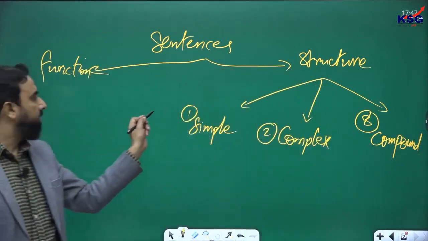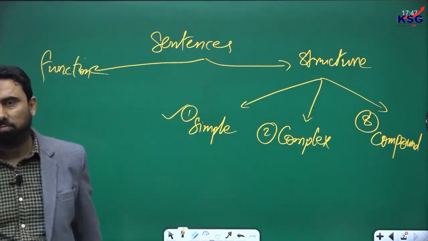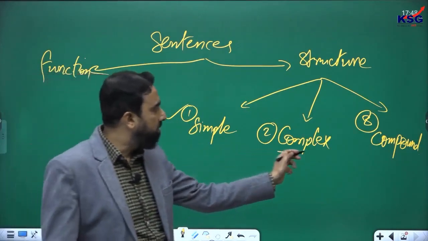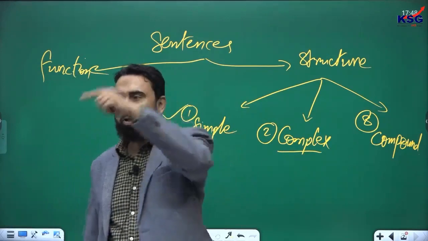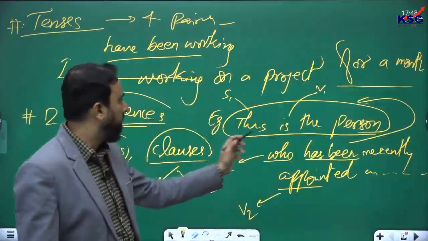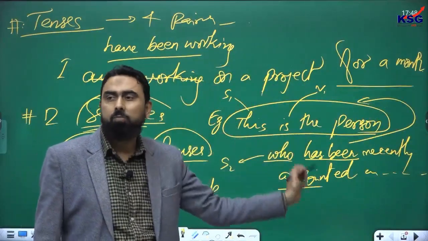What is a simple sentence? A simple sentence is a sentence which contains only one clause. Only one subject, one verb. A complex sentence will have more than one clause. Always one clause will be dependent on the other clause, like the example I wrote: this is the person who has been recently appointed. Now the "who" clause is totally dependent, so it's a complex sentence.